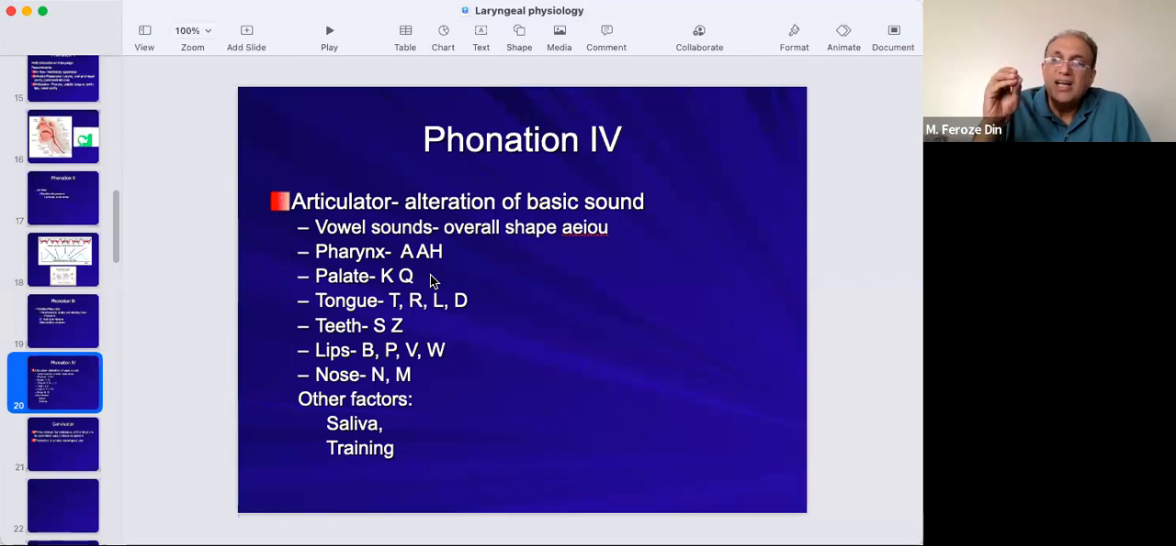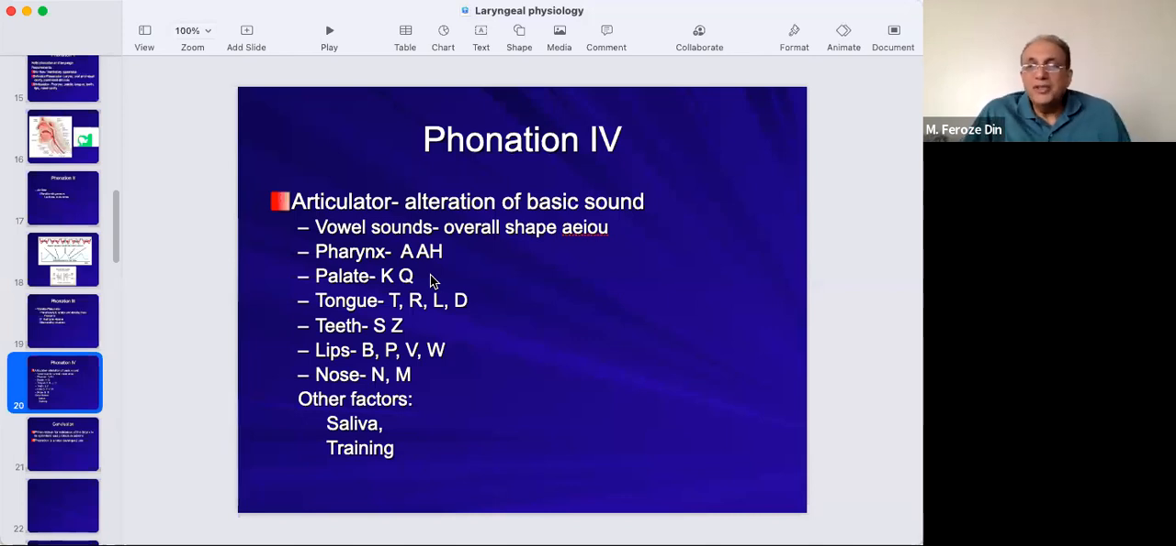P, b, v, w. Those of you who are singers or who delve into the world of singing are taught how to soften your b, v, and w so that it doesn't hit the mic too much, because if you say b, it's a big burst of energy. Then the nose is used for n and m. That's why if you close your nose, n and m almost sound the same. But if it's open, n and m sound different. All of this is subject to training, saliva, musculature. The more you train, the more clear you can become.